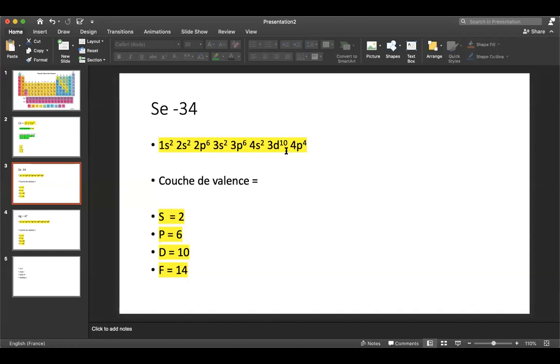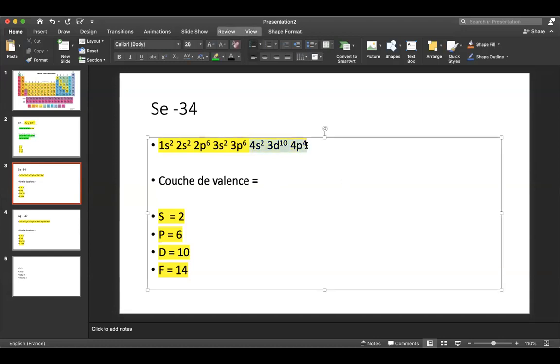Which one is our couche de valence? Starting from 4s2, okay, 4s2, 3d10, 4p4.